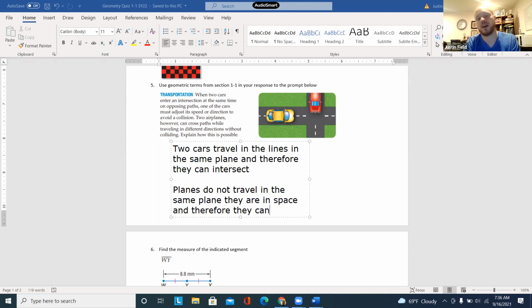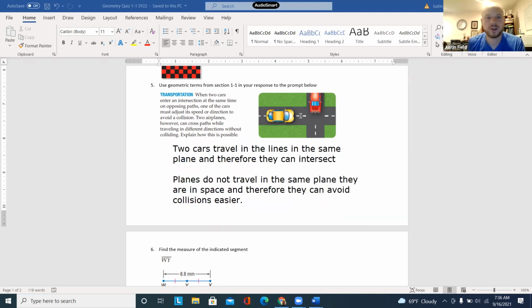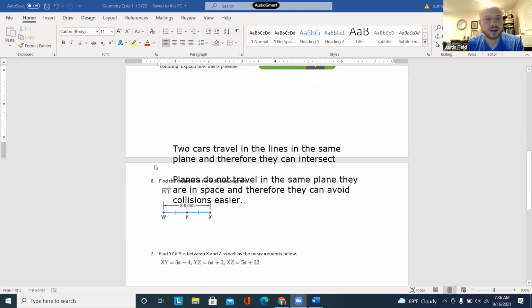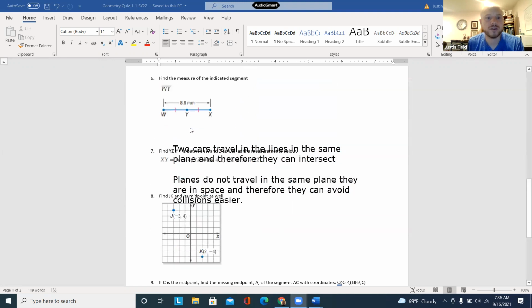therefore they can avoid collisions easier. You know, they have 3 dimensions basically, and the cars have 2. So just saying something like that. But even if you said planes can go over each other, I was like, okay, good. All right, so I graded that one easy. Now let's go on to 6, 7, and 8.